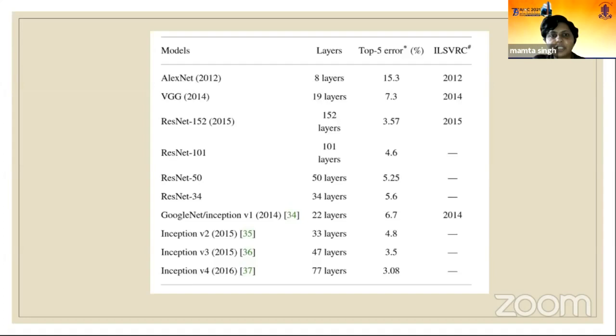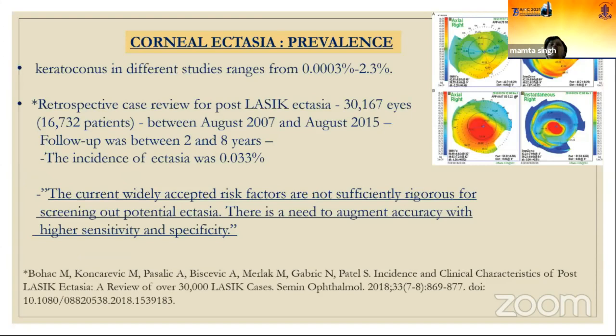So let's talk about corneal ectasia. If we talk about keratoconus, different studies report a large variation in the prevalence of keratoconus, ranging from 0.003% to 2.3%. And this large variation is not just because of geographical variation. This is also because of the machine which was used for diagnosing keratoconus. A very important study involving 30,167 eyes of LASIK, refractive surgery eyes, has quoted, and to quote this article, the current widely accepted risk factors are not sufficiently rigorous for screening out potential ectasia. There is a need to augment accuracy with higher sensitivity and specificity.